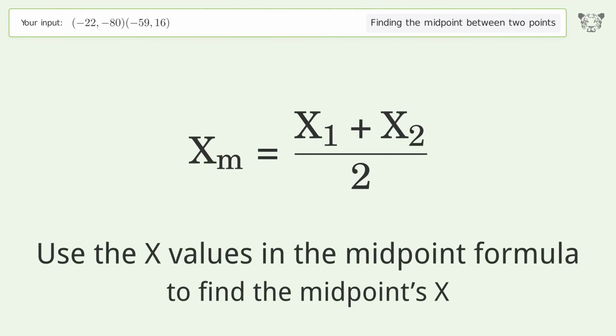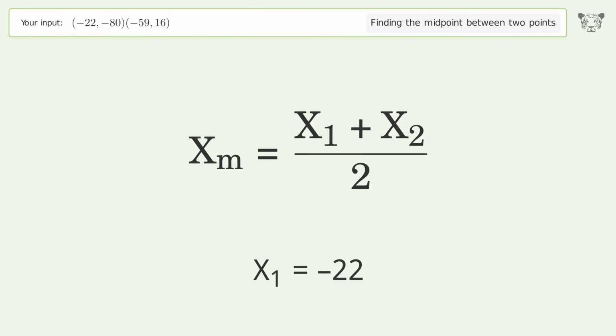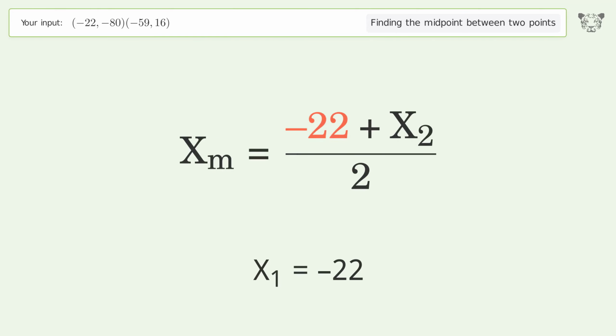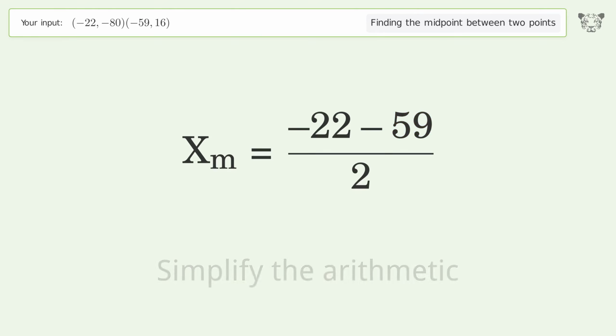Use the x values in the midpoint formula to find the midpoints x. x1 equals negative 22. x2 equals negative 59. Simplify the arithmetic.